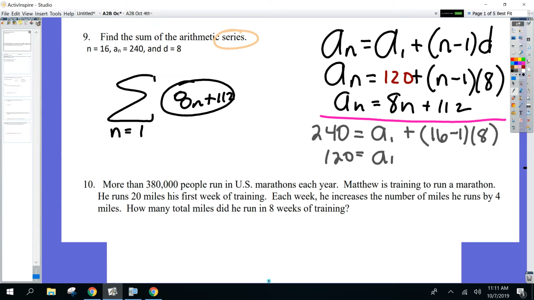Now the only question is what goes on top, and it's already given to you. That's how many terms we're going to add up. And that is your n value, which will be what here? So we're going to plug in the numbers 1 through 16.